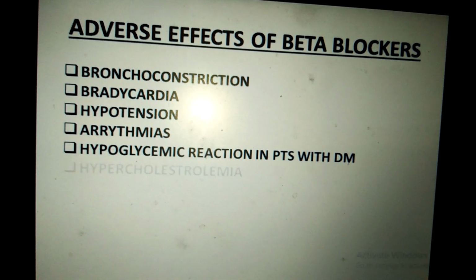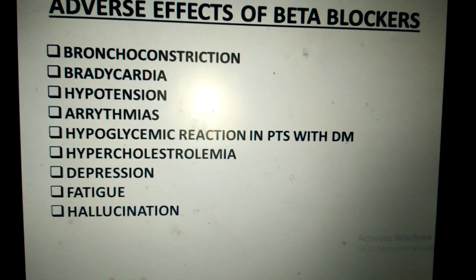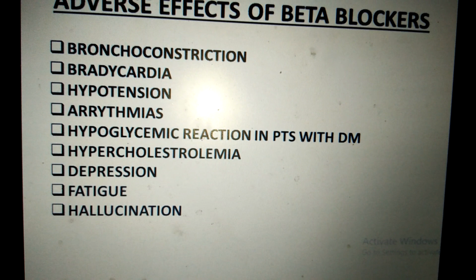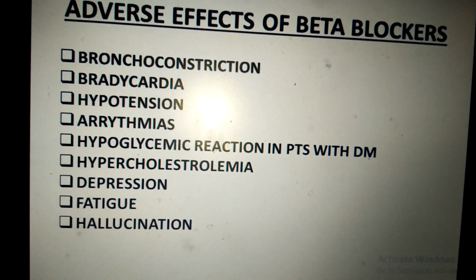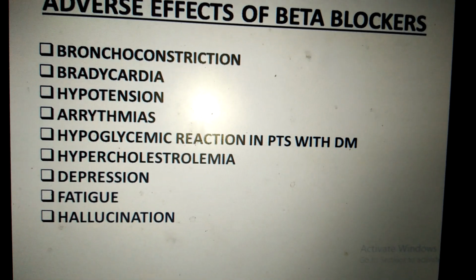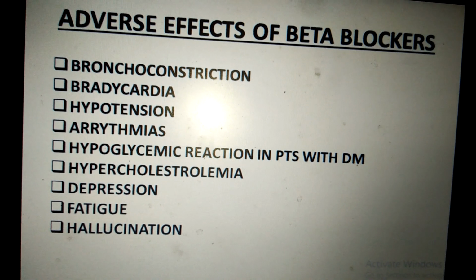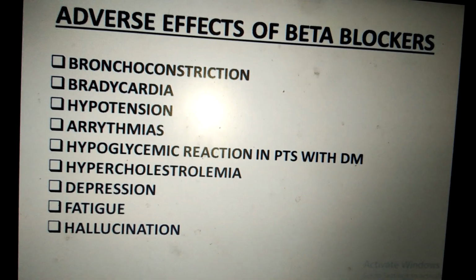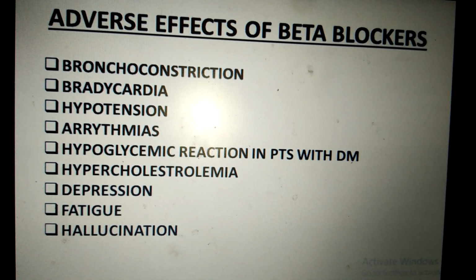So these are the adverse effects of beta blocking agents. Remember all of these adverse effects. They can ask you in Viva, and it is all discussed. The last three are the CNS effects of the beta blocking drugs, and the CNS effects especially occur with those which are more lipophilic, that is propranolol.